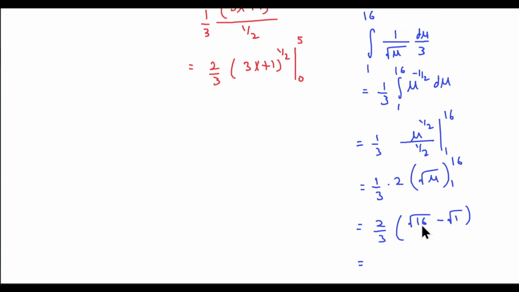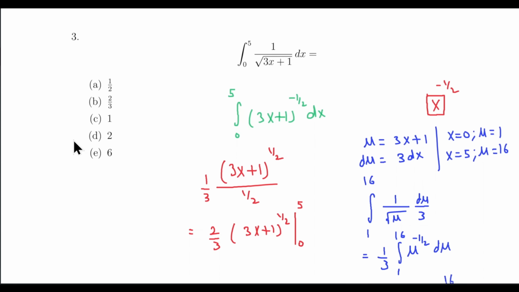Square root of 16 is 4. 4 minus 1 is 3. 3 and 3 is gone. So I'm just left with 2 over here. So that should be our final answer. Is that in the options? Yes, we do have that in the options, which is option D. So now you know both the methods. Of course, I prefer the red one. It's fast, saves time. But if you're still confused, of course, you have the blue one.